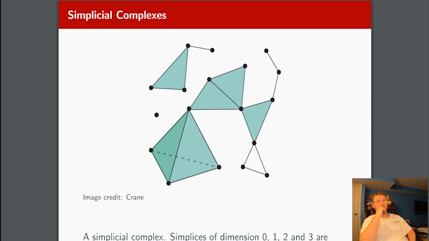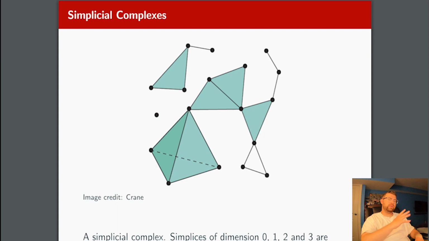It might still seem a little weird, but you might be overthinking. It's as simple as it seems. It's just a hierarchical structure where the face of a K-simplex is a K minus 1 simplex. That's the most important part.